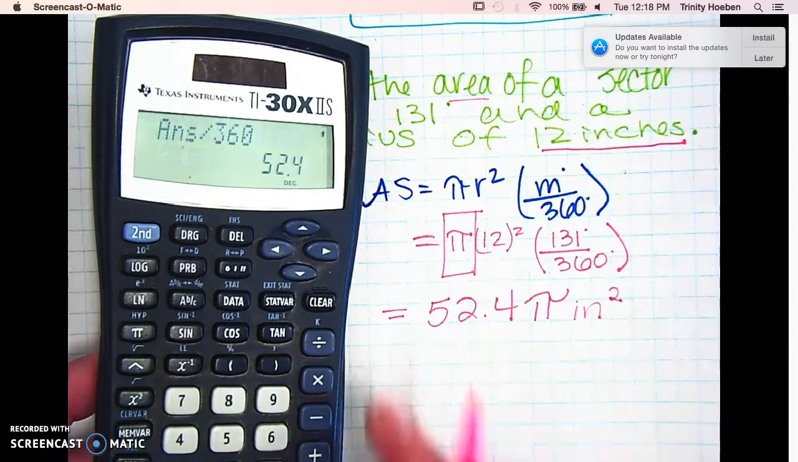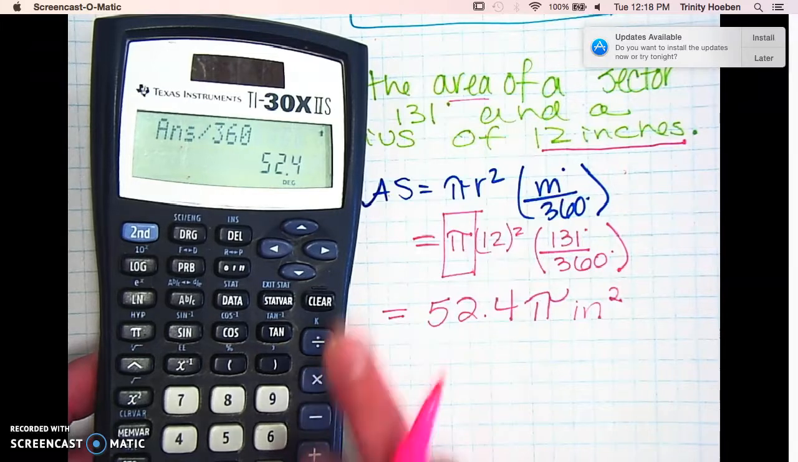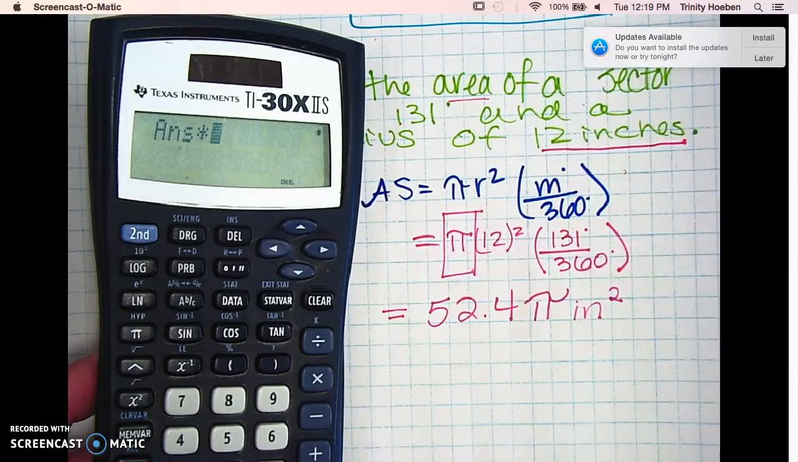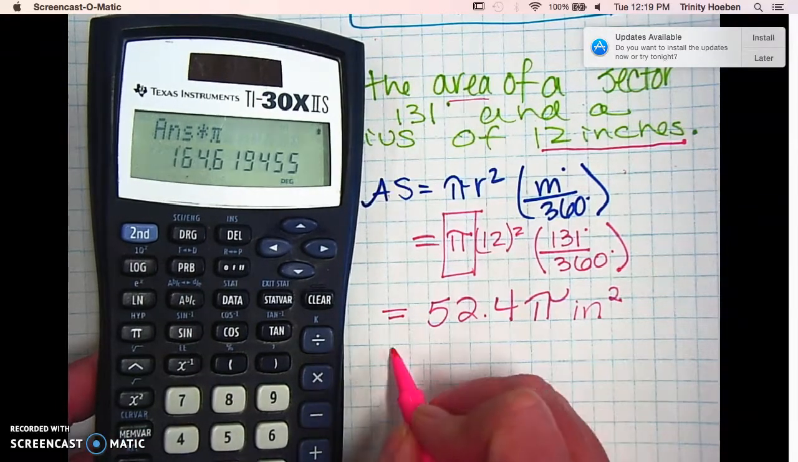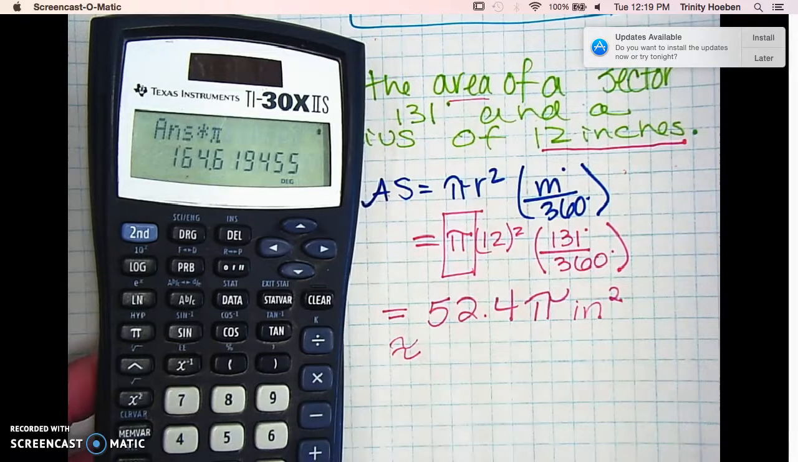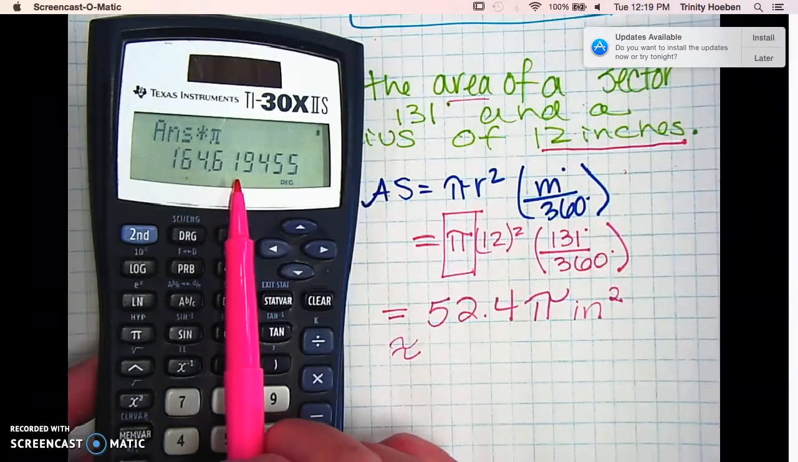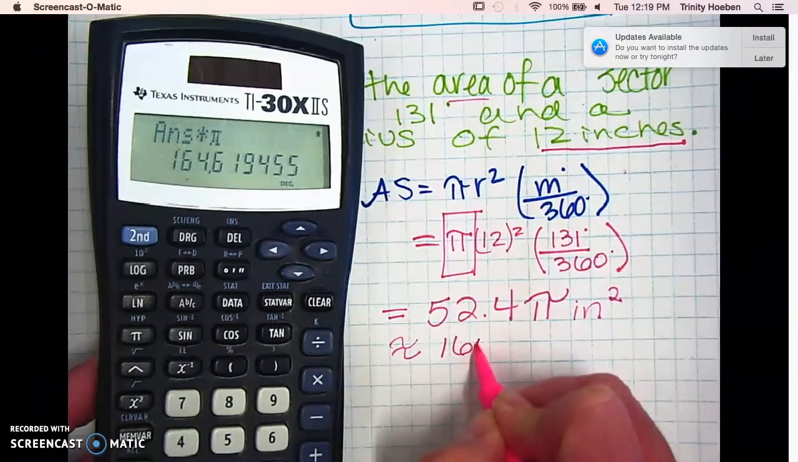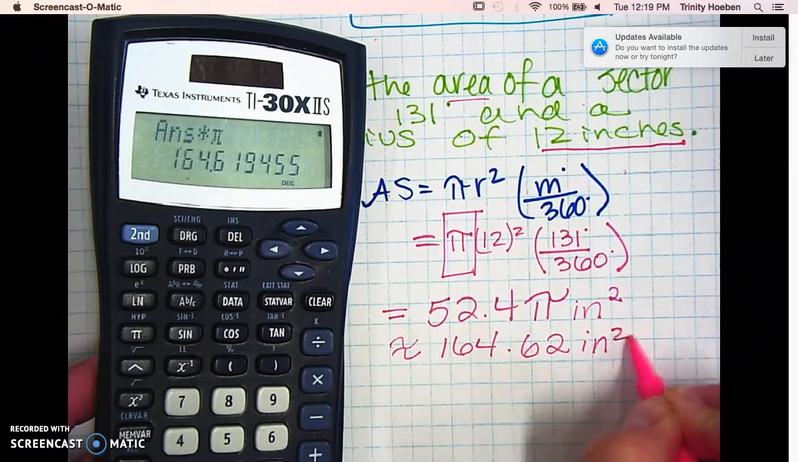Now I just want to take that answer and multiply it by the pi button. So don't hit clear, just leave it in there, hit times. It's going to take your previous answer times the pi button. Hit equals again. Now we're going to get another decimal. So we've got 164.61, but next to it's a 9. So we need to round up. 164.62 inches squared.